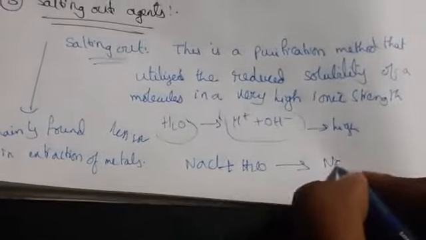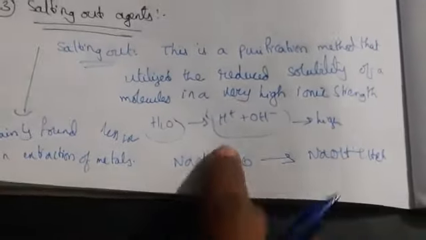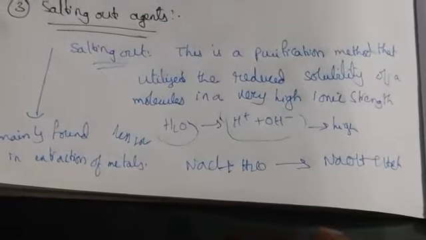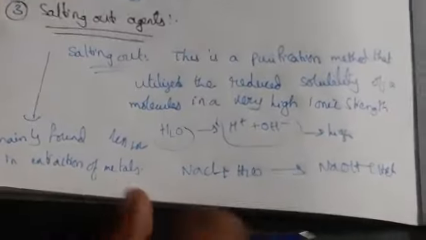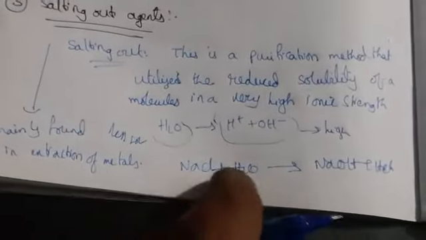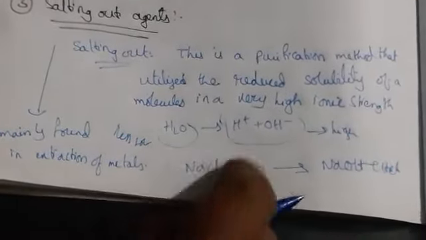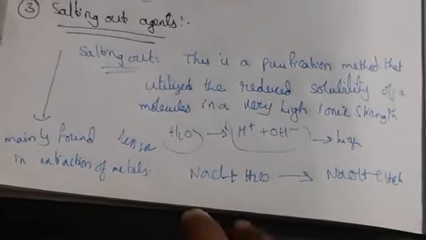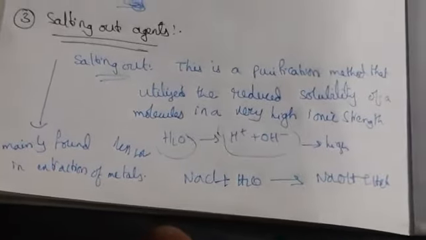So when you add it, what happens? Sodium hydroxide and HCl are formed. So the metallic nature there should have a high concentration. This is what we call the salting out effect, by adding salt to the water molecules. And coming to this, we can also explain it by the common ion effect. What is the common ion effect generally? The salting out agents mainly relate to the common ion effect.